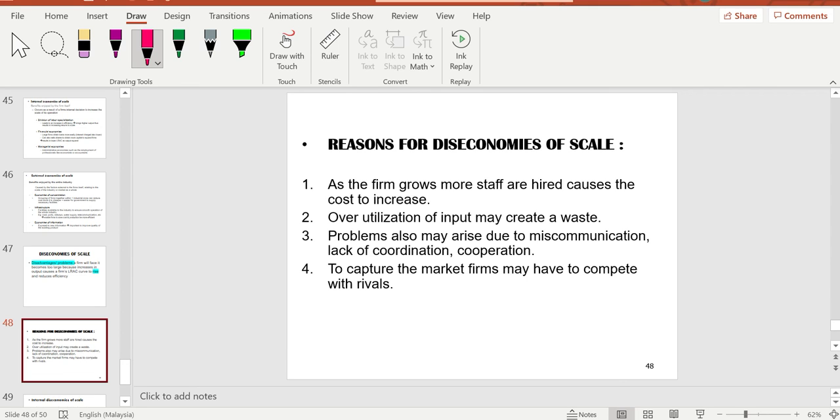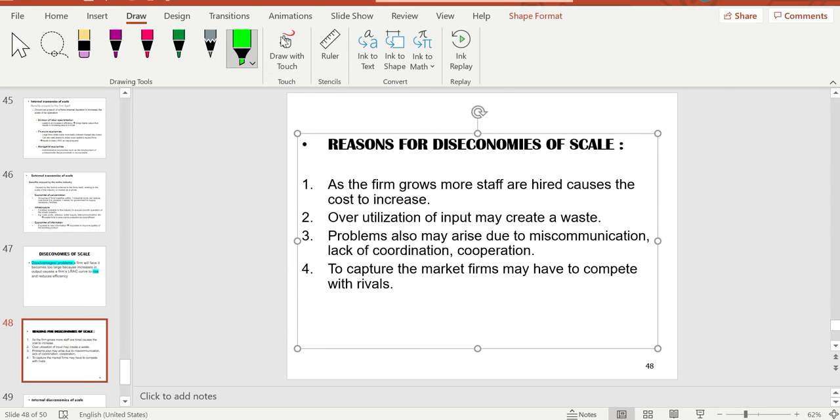Okay. And problem will also arise due to miscommunication, lack of coordination and cooperation. Ini adalah yang berlaku bila dah company dah besar sangat kan. Dia ada jabatan sama jabatan, dia tak ngam. Macam you tengok cerita Jepun, cerita Korea yang kerja kat office tu kan, jabatan ni berbalah dengan jabatan ni, so instead of buat kerja disebut bergaduh ke. So tak ada coordination, tak ada cooperation.